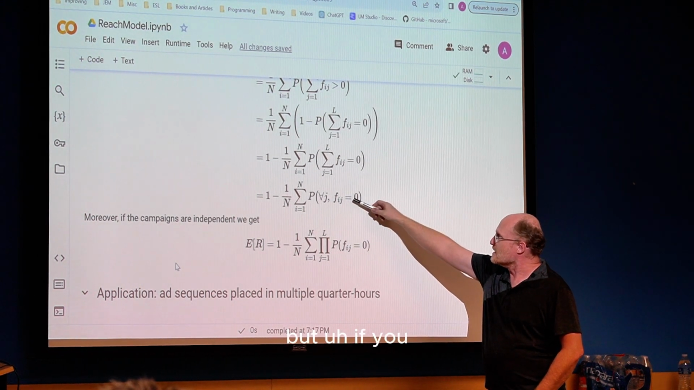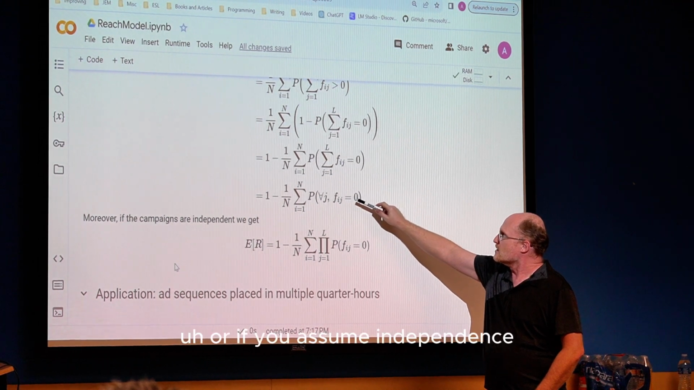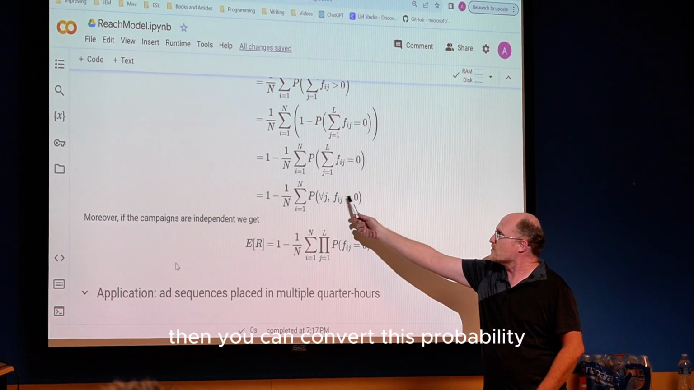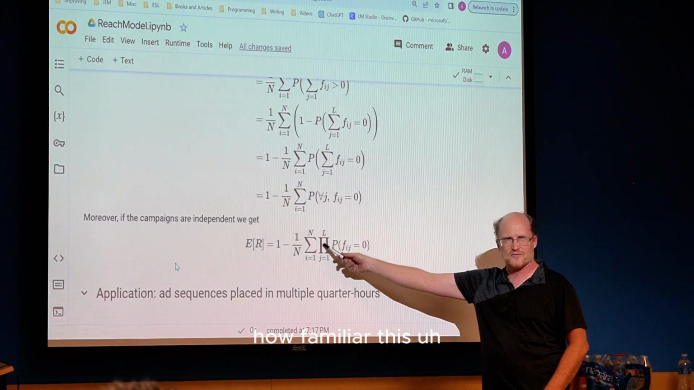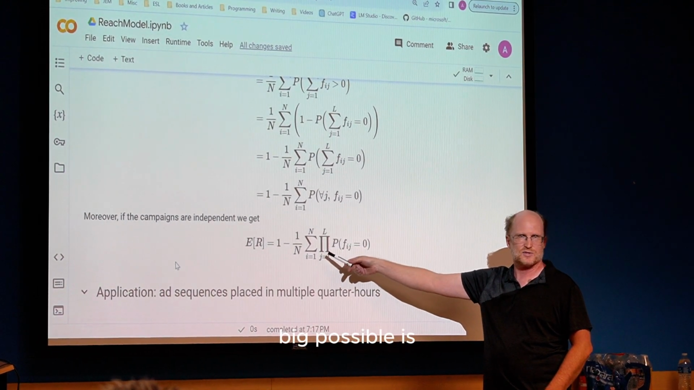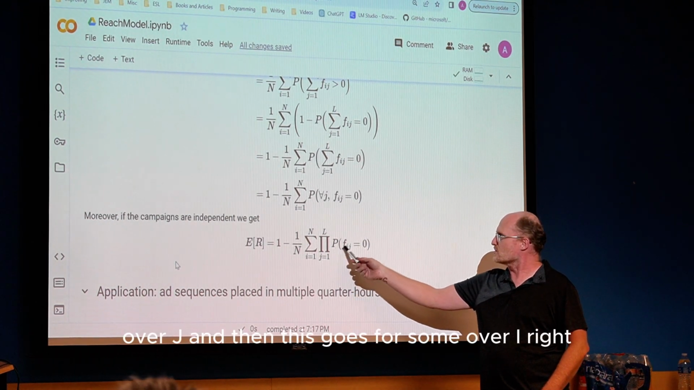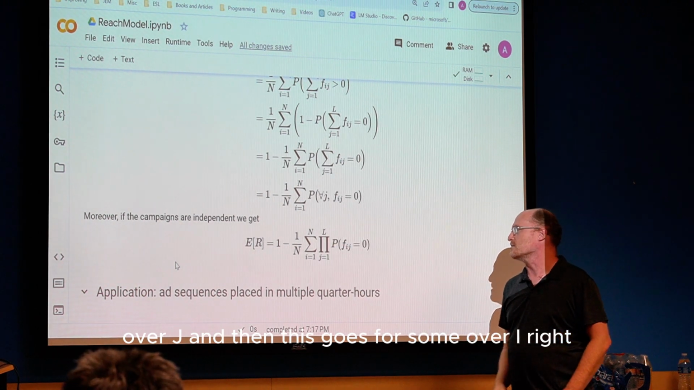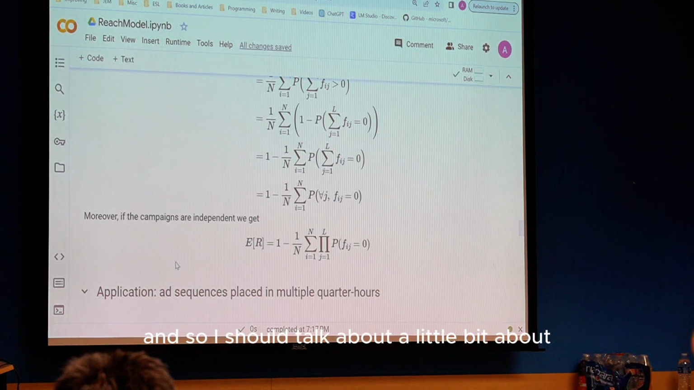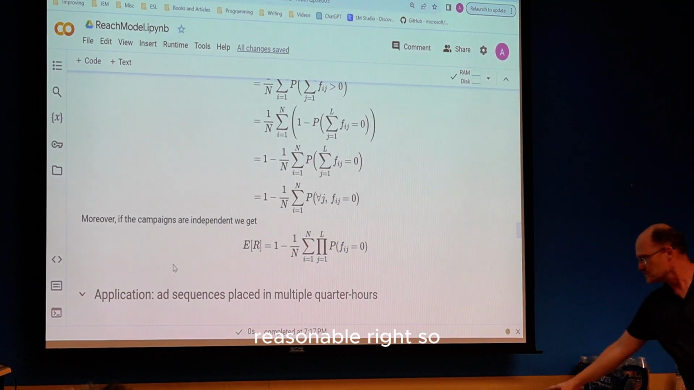But if you assume independence, then you can convert this probability into a product of probabilities. I'm not sure how familiar this big pi symbol is, but it just means multiply them all. So just multiply over j, and then this means sum over i, right? And so I should talk a little bit about independence to make sure that seems reasonable, right?